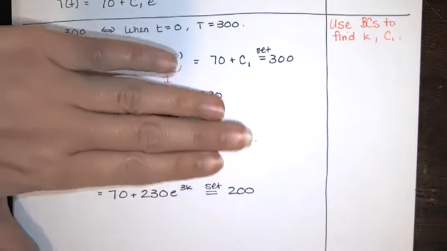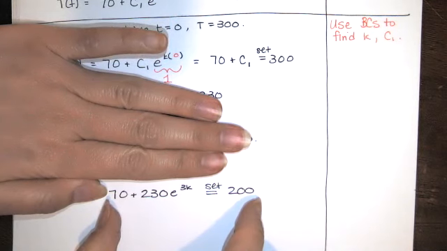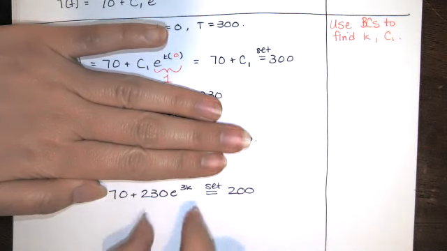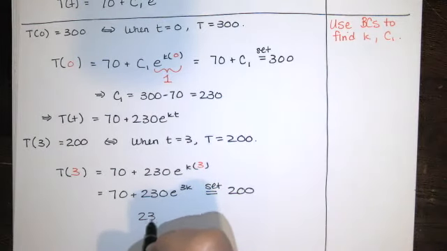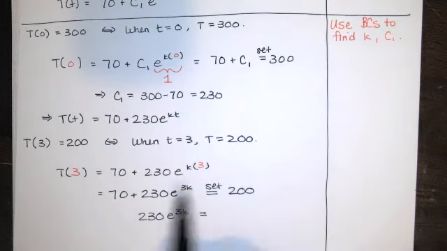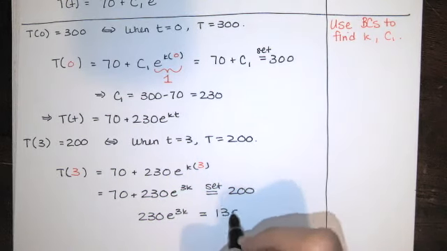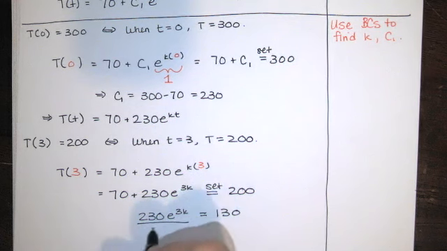So now I'm almost ignoring everything else, and I'm thinking of this as a single equation, and I'm solving it for K. So the first thing that we do when we're solving an exponential equation is we isolate the exponential term. So we will subtract 70 from both sides. 200 minus 70 is 130. And then we will divide both sides by this 230 because we're trying to get the exponential by itself.